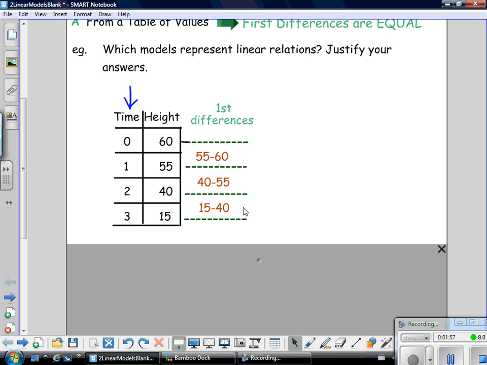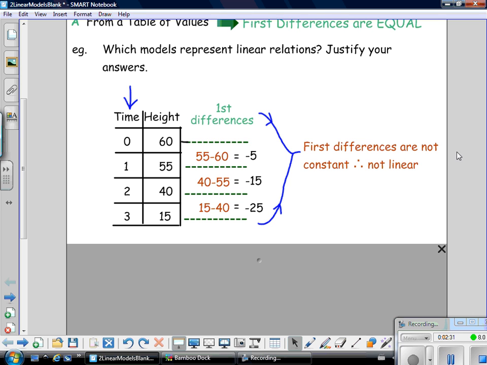When we do that, we end up with negative 25, this one is negative 15, and this one is negative 5 again. Now, with a table of values, I should be able to determine whether this relationship is linear. It is a relationship, but you can see that these numbers are not the same. So I say first differences are not constant, in other words, not the same number.